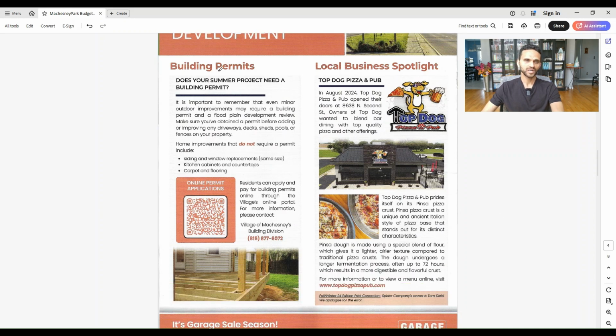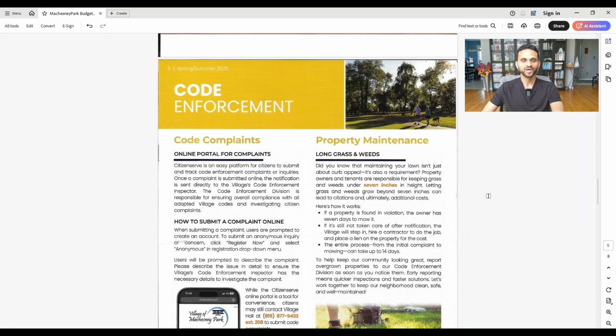Then it talks about any permitting requirements in case you want to build a structure on the land that you own. It also provides some publicity to new local businesses that have come up in the area. It helps these businesses get some much needed marketing.